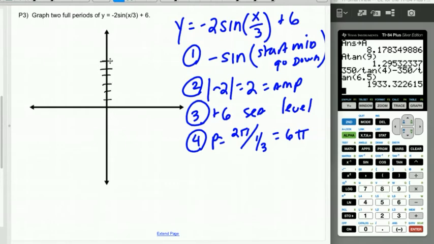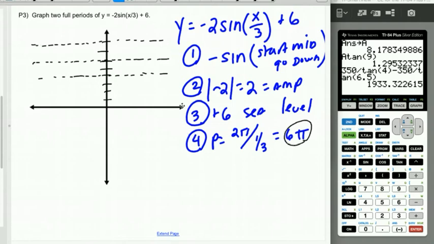5, 6. That's my sea level. And then I need to go up and down 2 from that. So down 2 is easy enough. I've already got those points. And up 2 will be about here. And again, I'm not really grading if you're able to draw a symmetric graph. It's cool. I'm fine with it. The period's 6 pi, so I'm going to put a 6 pi on either side of the y-axis. 6 pi and negative 6 pi, cut it in half, cut the halves in half. All right? And then we'll go ahead and plot our points.